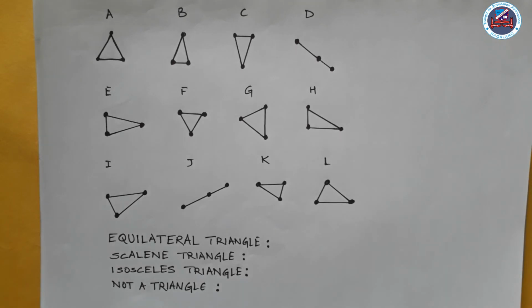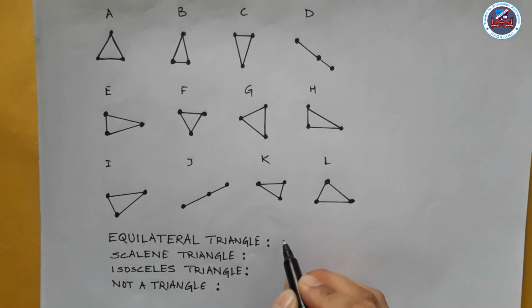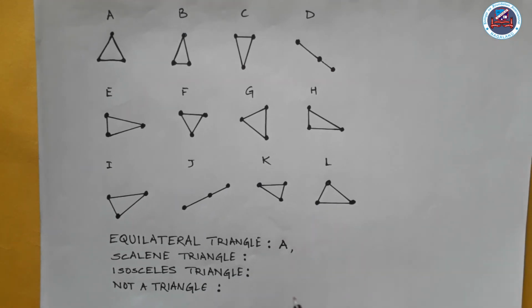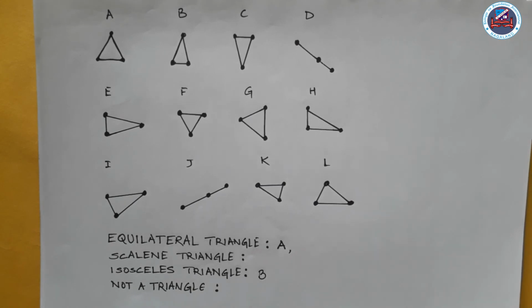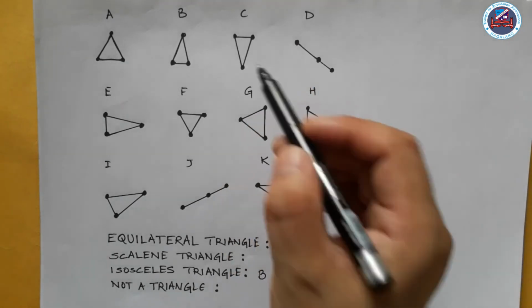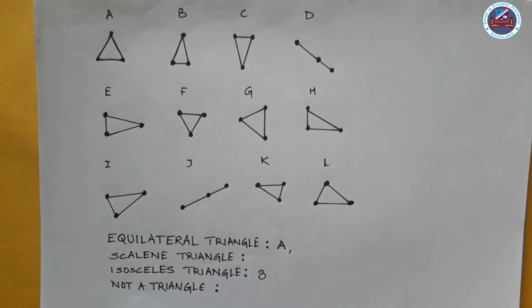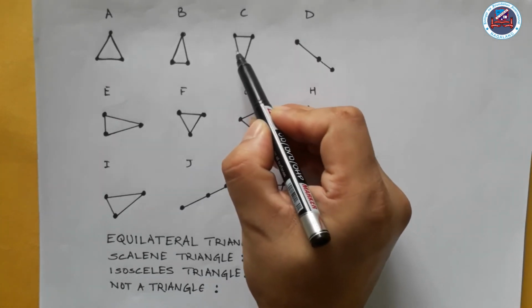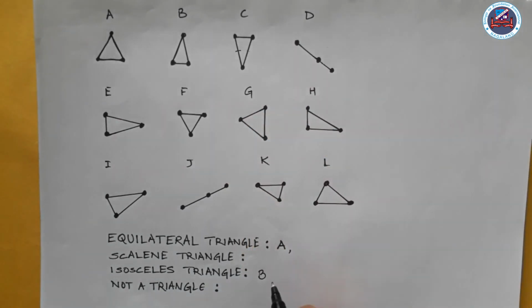Let's look at question number A. So this is a equilateral triangle. So let's write A here. Now what about B? What type of triangle do you think is B? It is a isosceles triangle. Now what about C? Now C is also an isosceles triangle because this line and this line are the same. So what you can do is you can use your scale to measure the distance.